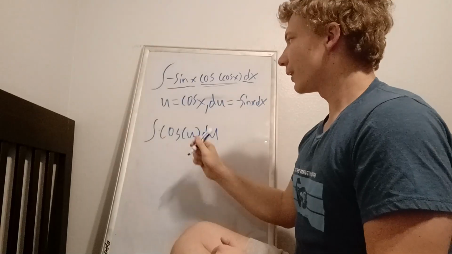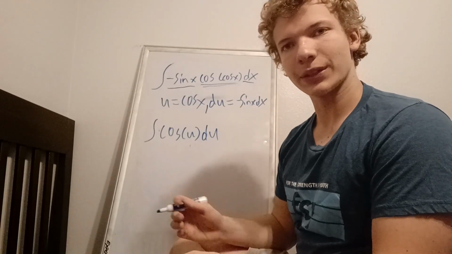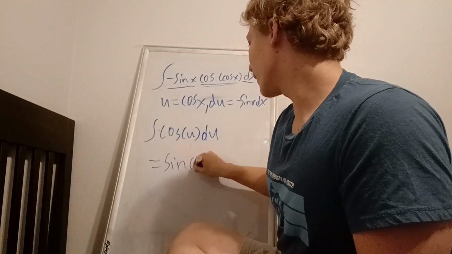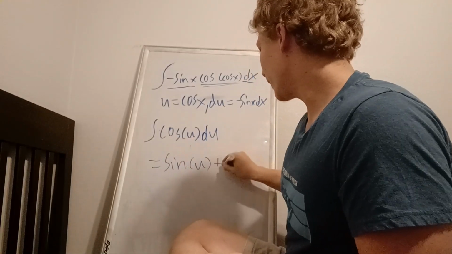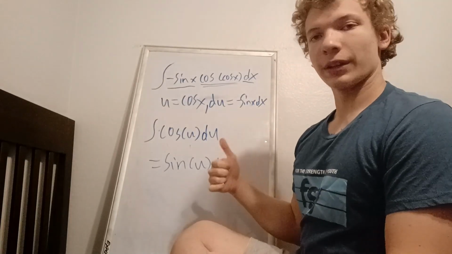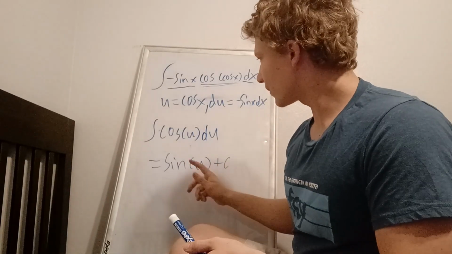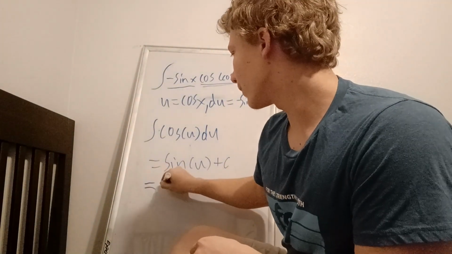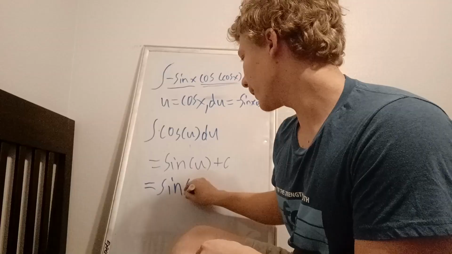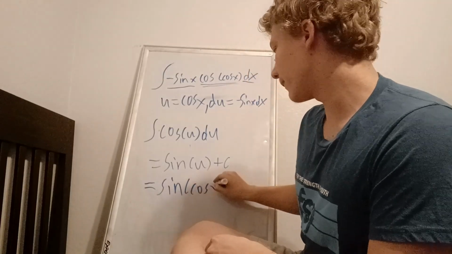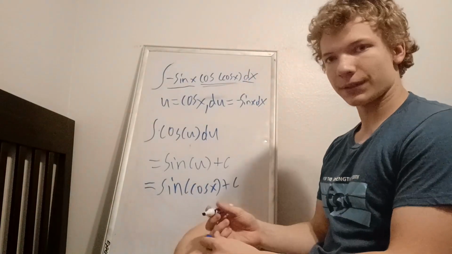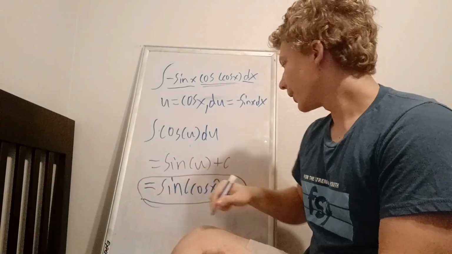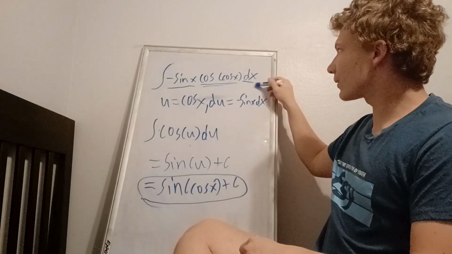All right, well, we talked about this already. The integral of cosine is just sine. So we know this is going to be sine of u plus c, except we want to get back in the x world. What's u in terms of x? u is equal to cosine x. So the solution of this integral is going to be sine of cosine of x plus c. And this will be our final solution to this integral.